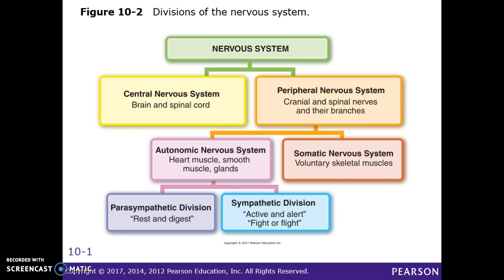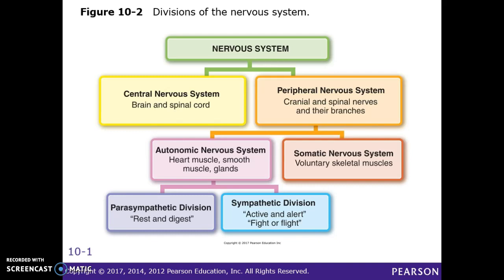Okay, and now that we kind of know about these different divisions of the nervous system, we're going to look at some of the different parts and pieces in a little more detail. So what exactly is the brain? What does it do? What does the spinal cord do? What do those spinal nerves and cranial nerves do? So that's the next section in this particular chapter.